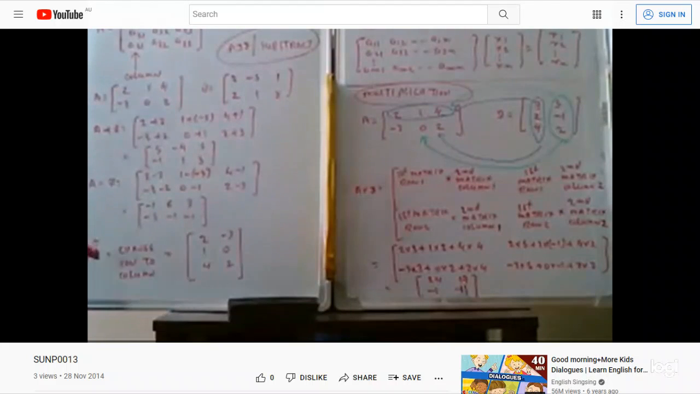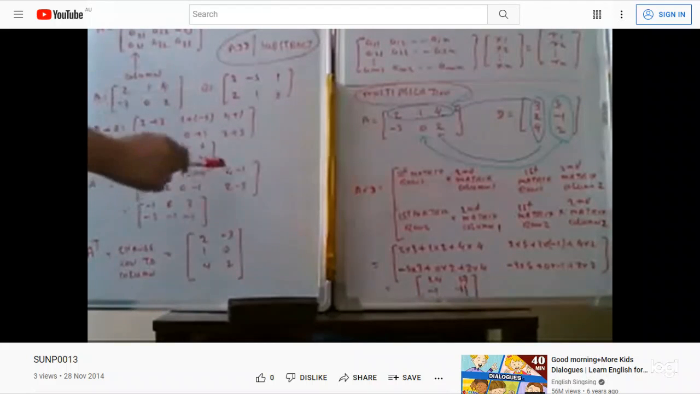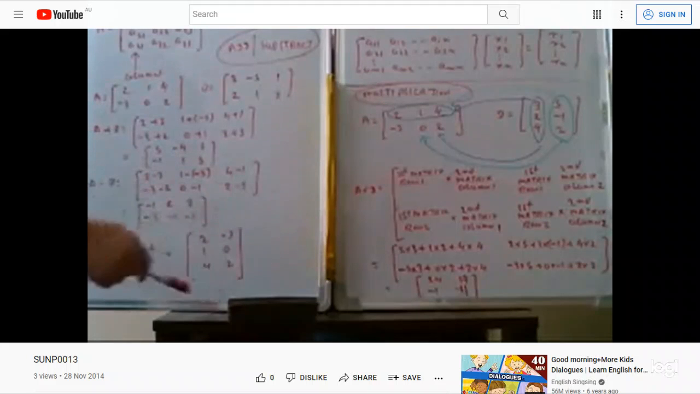And this is the transpose. Transpose means the rows and columns change. So the row 1 values 2, 1, 4 will be column 1: 2, 1, 4. Row 2 values -3, 0, 2 will be column 2: -3, 0 and 2.